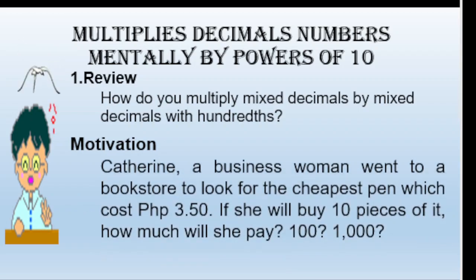Now let's say Catherine, a businesswoman, went to a bookstore to look for the cheapest pen, which costs 3 pesos and 50 cents. If she will buy 10 pieces of it, how much will she pay? That is 35 pesos. How about if she'll buy 100 pieces? She will pay 350 pesos. How about 1,000 pieces? Catherine will pay 3,500 pesos.